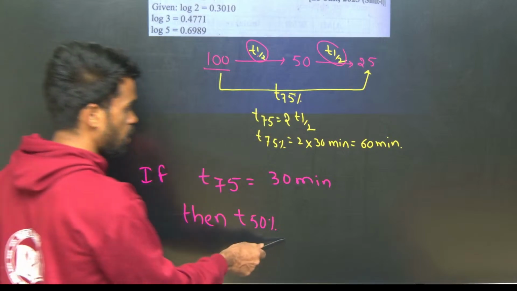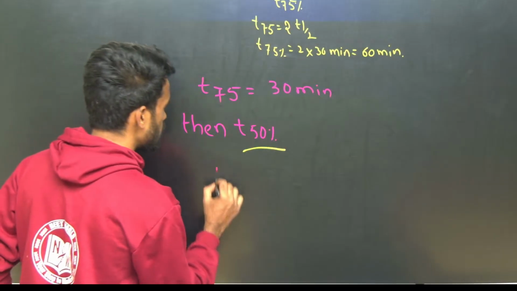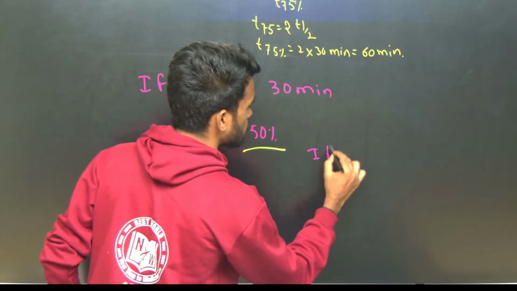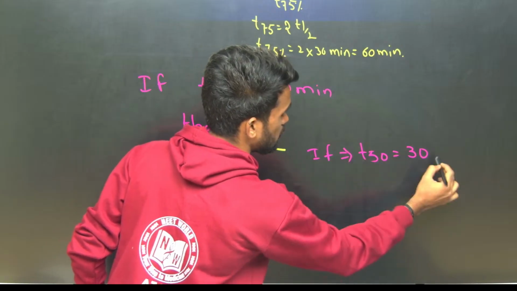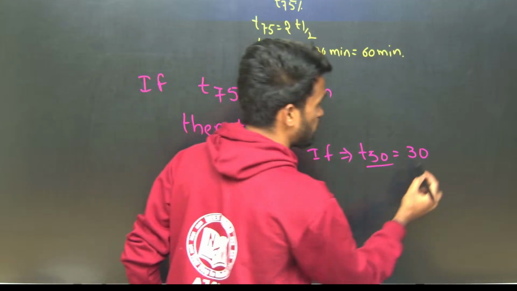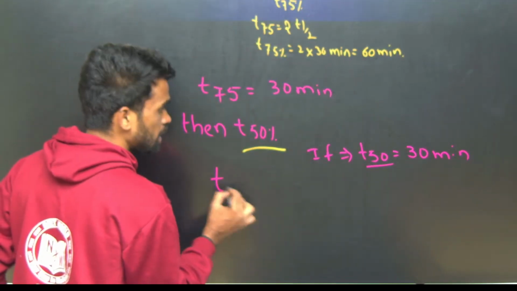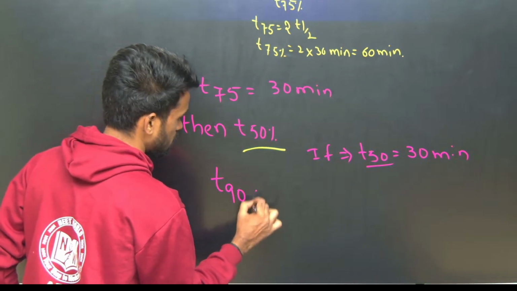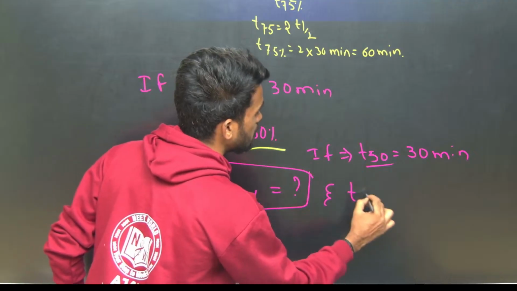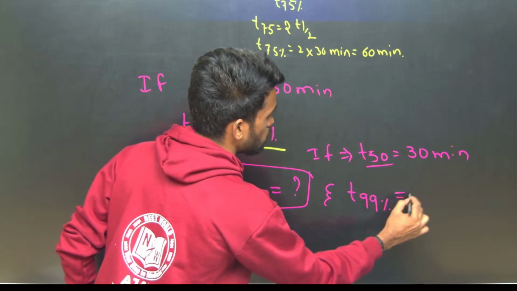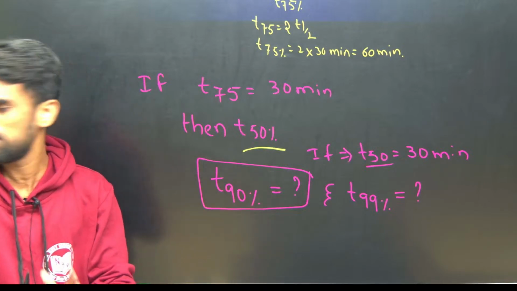Or simply I can also ask the other question here. See, if T 50%, the time required for 50%, is 30 minutes, then what is the time required for T 90%? What is the time required for T 90% and T 99%? So what is your answer? Tell me in the comment box for these two questions. Okay, very simple, you just give a try.